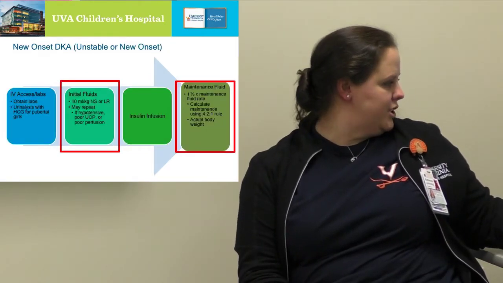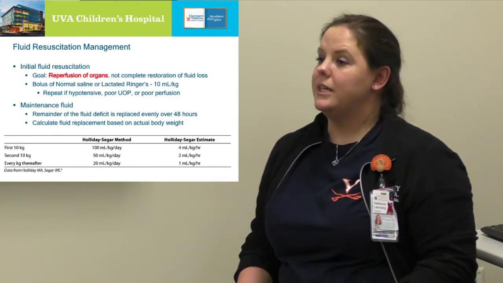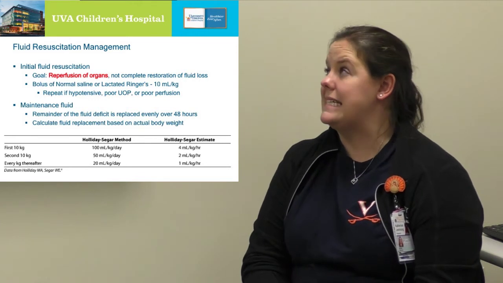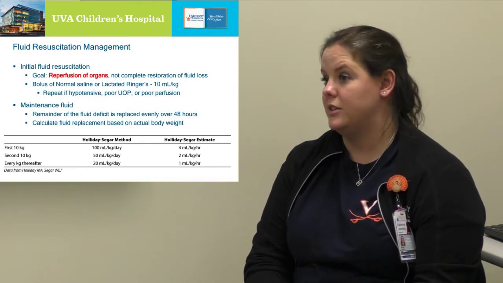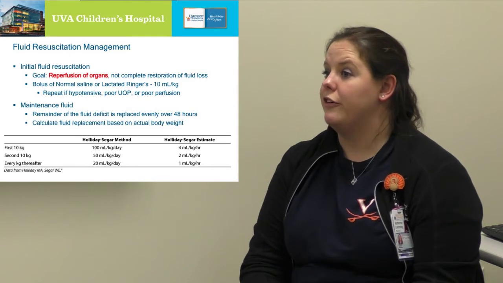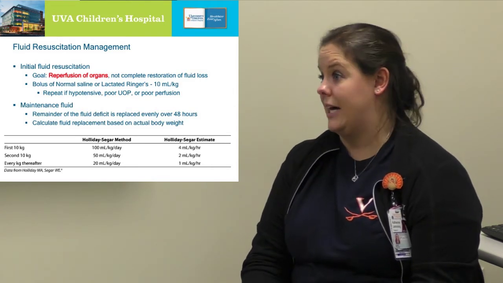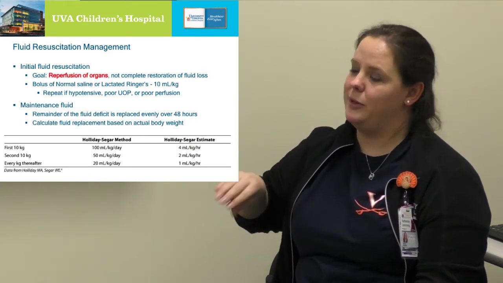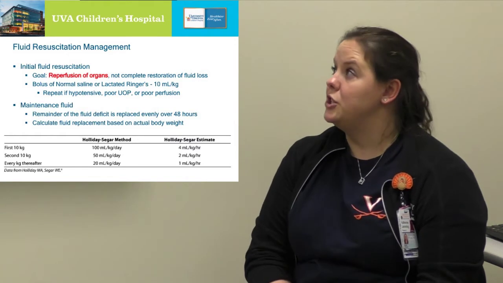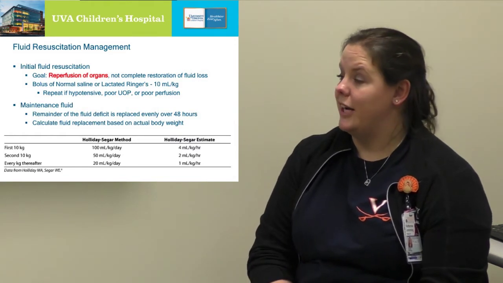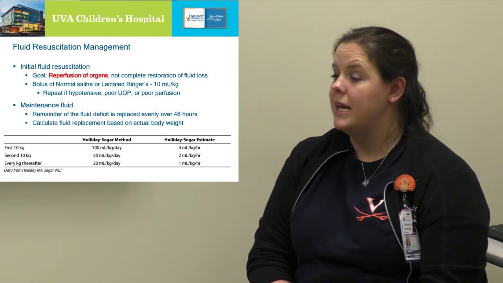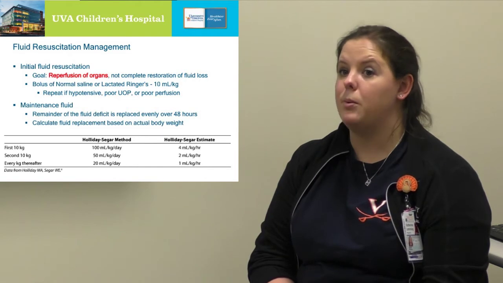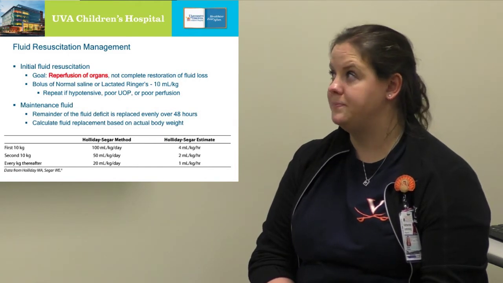So this brings us to our initial fluid management. Initially for fluid resuscitation, our goal is reperfusion of the organs. It is not complete restoration of fluid loss. As I said, these patients are 5 to 10% fluid down. So again, initial fluid resuscitation is just the reperfusion of the organs. It's usually a bolus of normal saline or lactated Ringer's at 10 mLs per kilo. And this bolus can be repeated if the patient is hypotensive, has poor urine output, or poor perfusion.